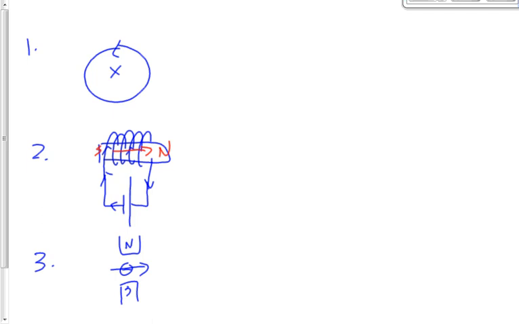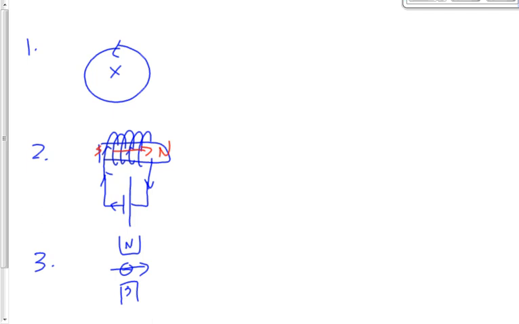So we've got 3 different rules here. First rule, when you're trying to find, quite simply, the field caused by a moving charge. The second rule, when you've got a coil and you've got a current and you're trying to find the polarity of that coil. The third rule is when not only do you have a moving charge making its own magnetic field, but you've also got an external magnetic field and a force as a result of those two fields.